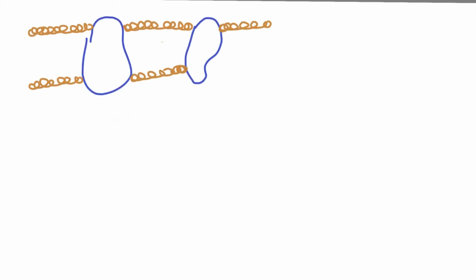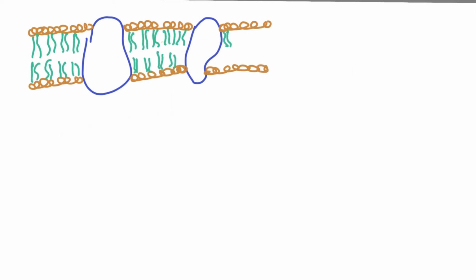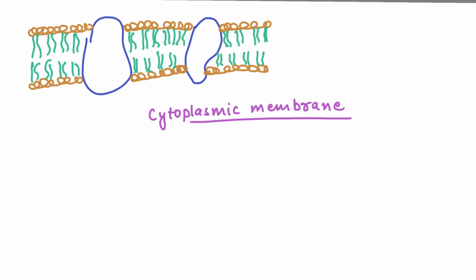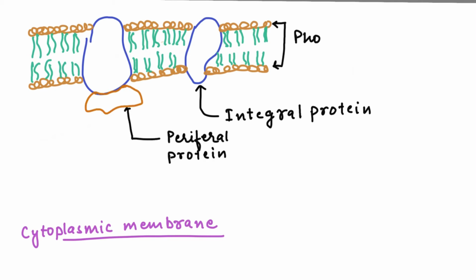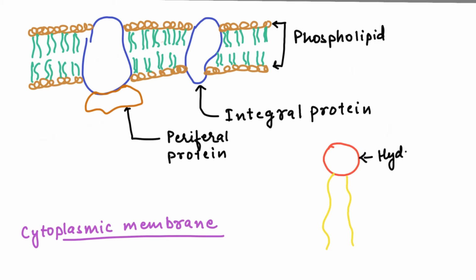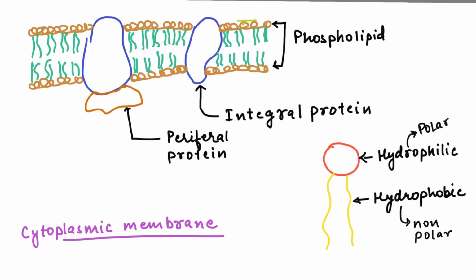Cytoplasmic membrane. It consists of two phospholipid layers. It has two types of protein: integral protein, which is embedded in the membrane, and peripheral protein, which lies on the surface. Phospholipid structure has two components, hydrophilic and hydrophobic. Hydrophilic is polar and hydrophobic is non-polar. The thickness of the cytoplasmic membrane is 7.5 nanometers.